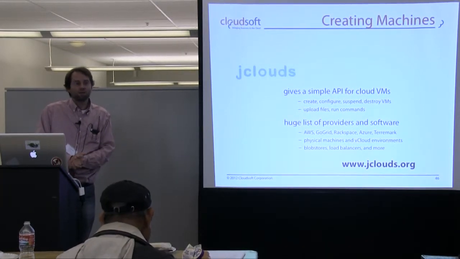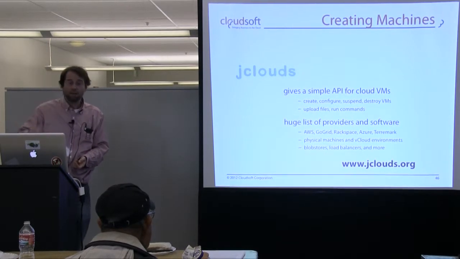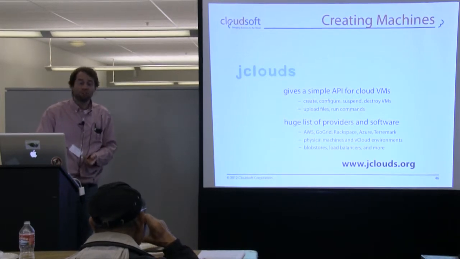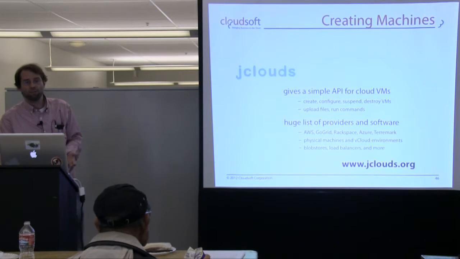JClouds tries to give you that simple abstraction layer, and I think at least 4 or 5 of the tools we've mentioned use it. Bosh does not, and that's sort of why it's got a smaller set of target environments.